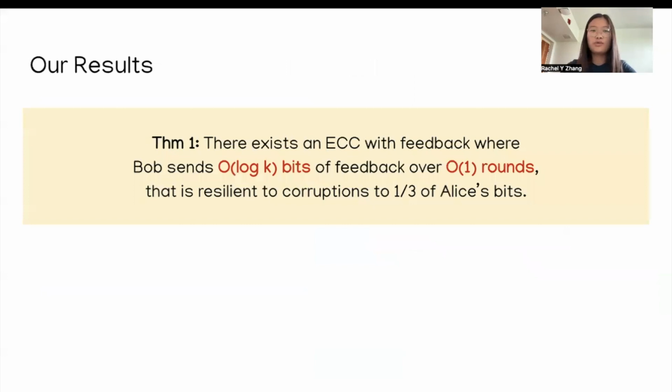Okay, so here are our results. The first theorem is as follows. There exists an error correcting code with feedback where Bob only sends log k bits of feedback over constantly many rounds. And this has 1/3 error resilience, which matches the previous result by Berkeley, which has k rounds and k bits of feedback.